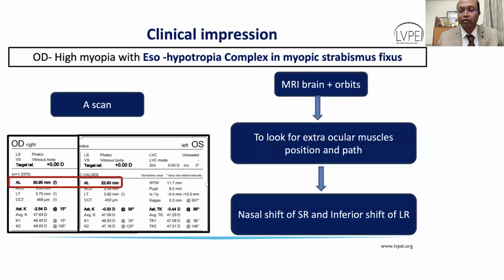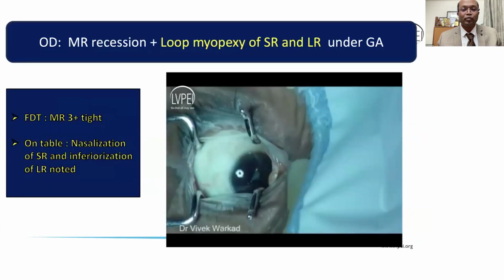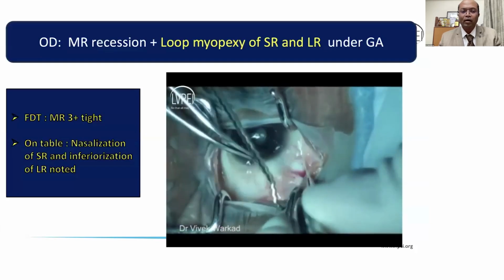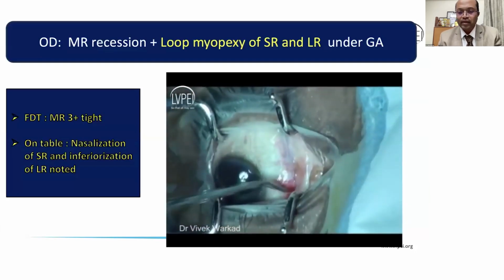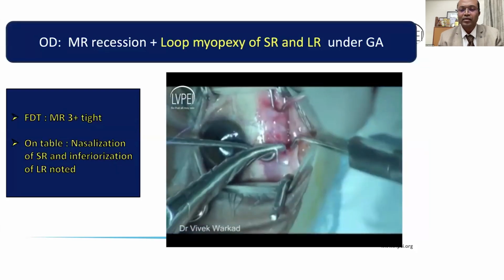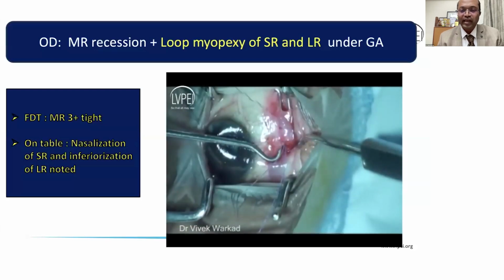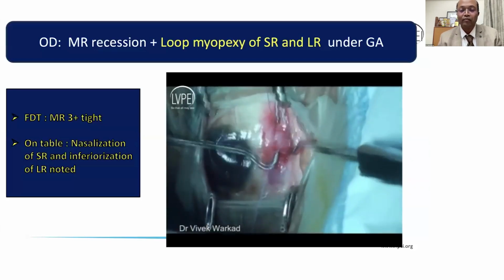We sent him for MRI of the orbit and brain to look at the extraocular muscle path. There was a shift of the superior rectus nasally and the lateral rectus inferiorly. So this is a very classic case of esohypertropia complex in myopic strabismus fixus. Looking at the large primary deviation in this particular patient, I chose to perform loop myopexy of SR and LR along with medial rectus recession. Doing the medial rectus recession is a standard surgical procedure, as we all strabismologists do. There is no big change or new technique here, especially along with loop myopexy.